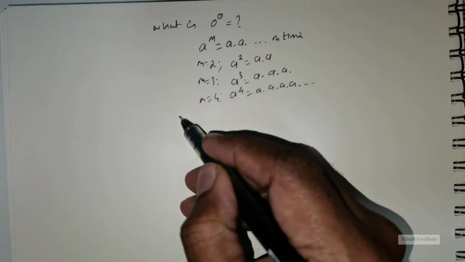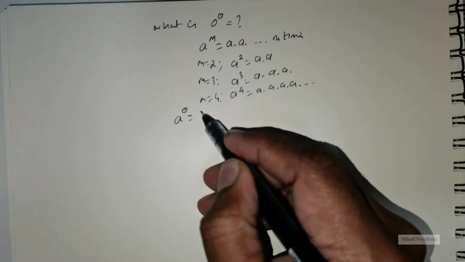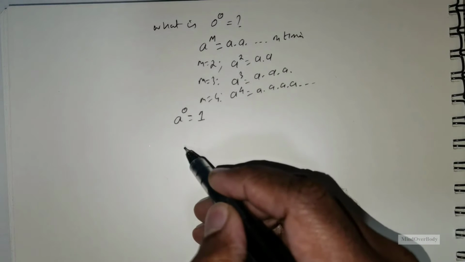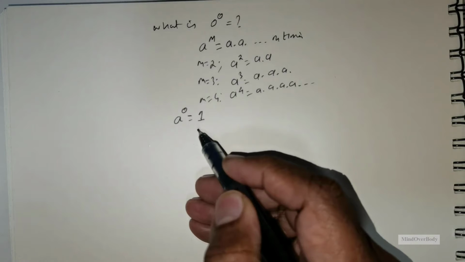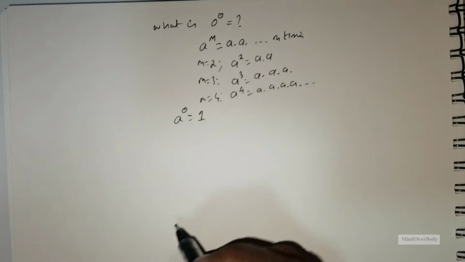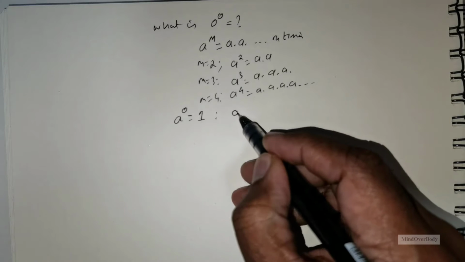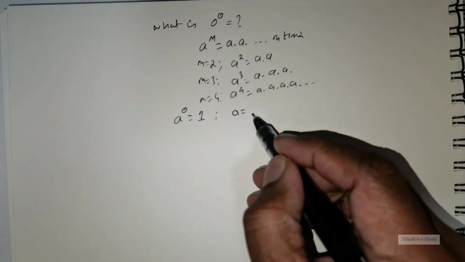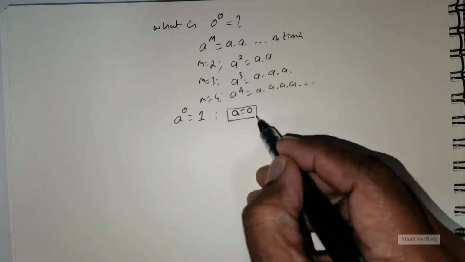Now we all would have learnt the formula that a raised to the power 0 is equal to 1. Of course, we are not going to look into the proof that a raised to the power 0 is equal to 1, but we are going to look into the aspect of what happens when a is equal to 0. That is the important fact.